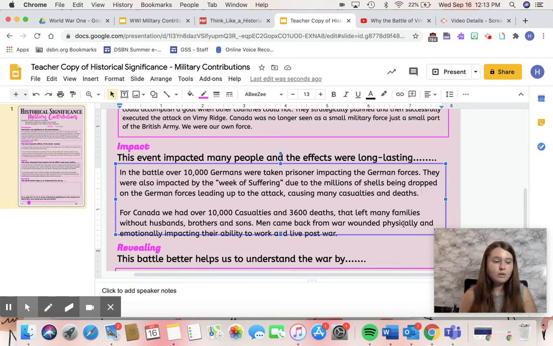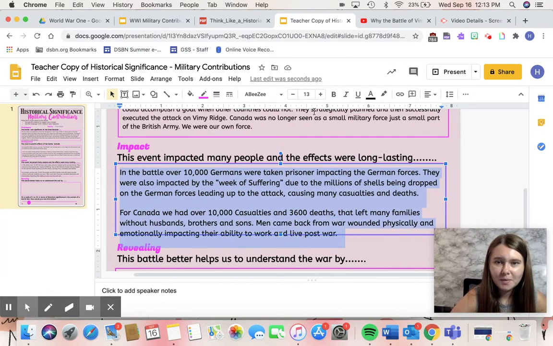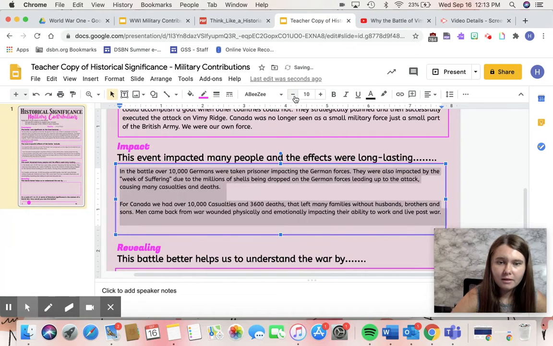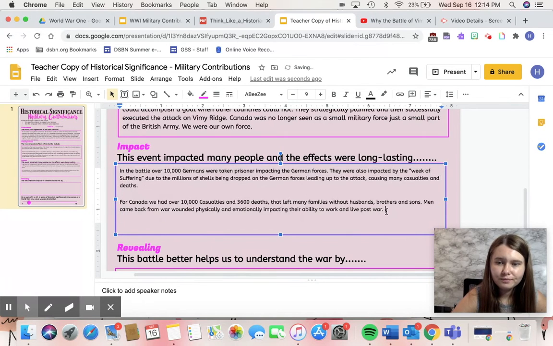So we could include that quote if we wanted into our point about the German soldiers and how they were also impacted at home. So we have deaths and casualties from this battle impacting families. Now, we could also then talk about how long-lasting the effects were.